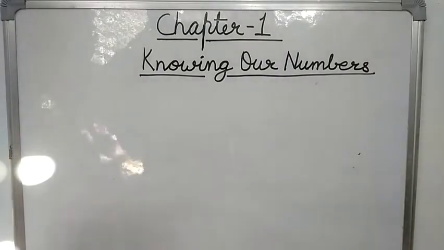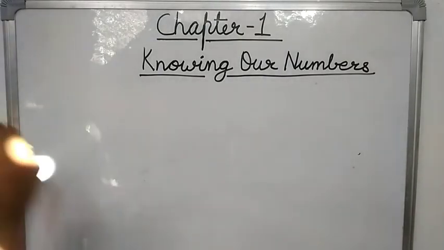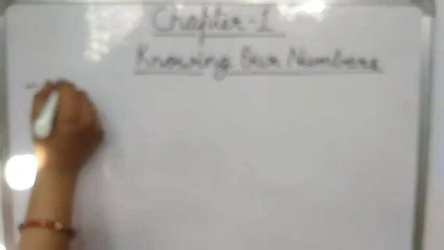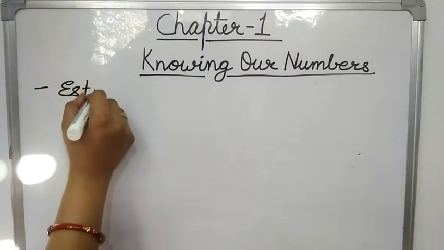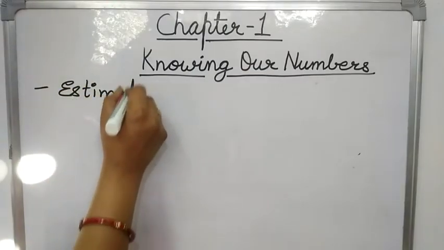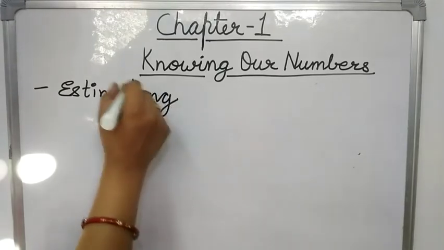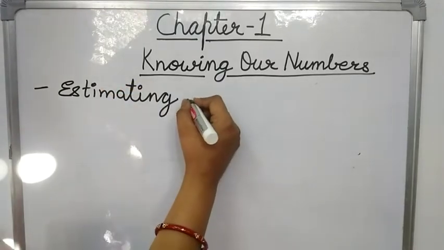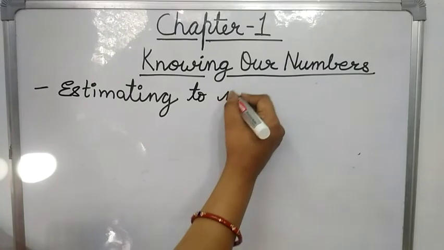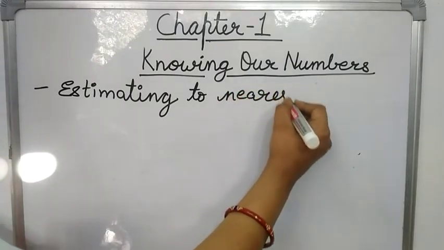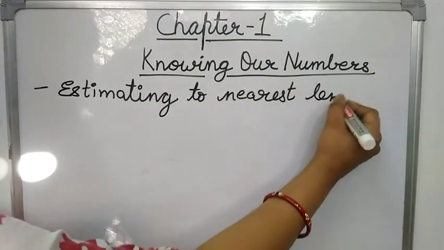Now let's understand how we do this estimation with numbers. Firstly, we are going to estimate, or you can say estimating to nearest tens.